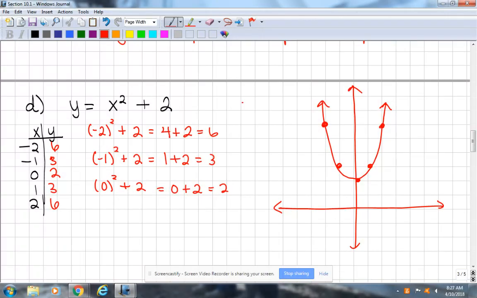Okay? So a plus and a minus after your x squared tells you it's a vertical shift. They call it the vertical shift. You either shift it up if it's a plus or down if it's a minus. Does that make sense? All right.